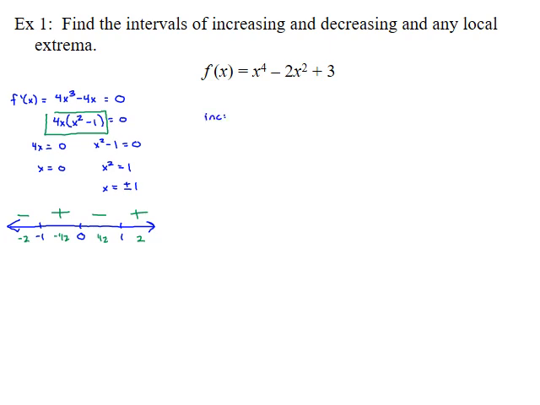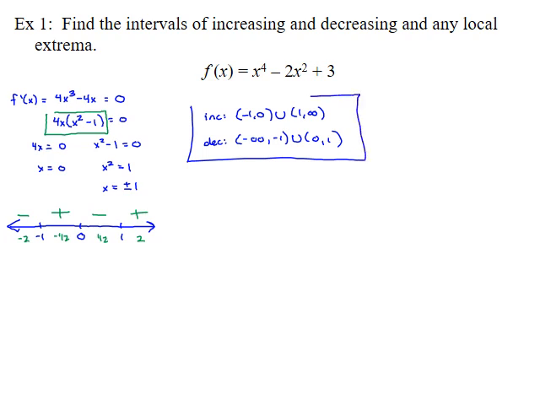What are the intervals of increasing and decreasing? So the intervals with the plus signs, those are your intervals of increasing. So that would be between -1 and 0, union, and then also from 1 to infinity. The interval of decreasing would be the first and the third one. So that looks like it's going to be from -infinity to -1, union 0 to 1. So that's the first two things. That's how you find the intervals of increasing and decreasing.